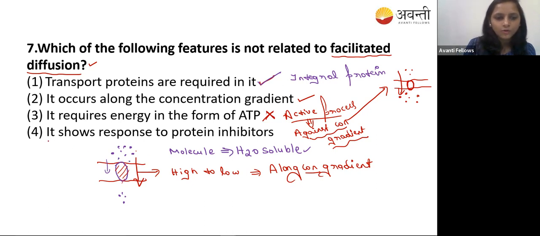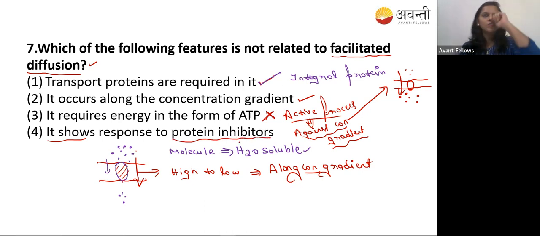Then in the fourth option, they are telling it shows a response to the protein inhibitor. Yes, guys. Whenever the protein is there, if any inhibitor binds to this, it is not able to transport the molecule from the higher concentration to the lower concentration, because the protein is going to be inhibited. So option 4 is also correct.